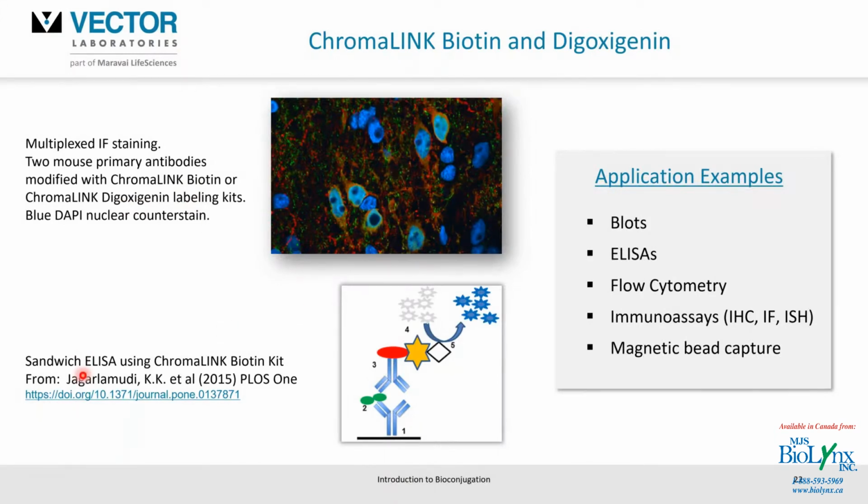But nonetheless, I've got an example here of a sandwich ELISA using a Chromalink Biotin kit. This particular capture antibody was plated, the antigen was captured, and then this detection antibody was conjugated with Chromalink. Here's your streptavidin, your enzyme, and then they read that particular reaction. So this just gives you some ideas of how these kits are used out there. We also have the point here about using magnetic beads as well. Could be a streptavidin magnetic bead for pulling out biotinylated antibodies or proteins, for example.